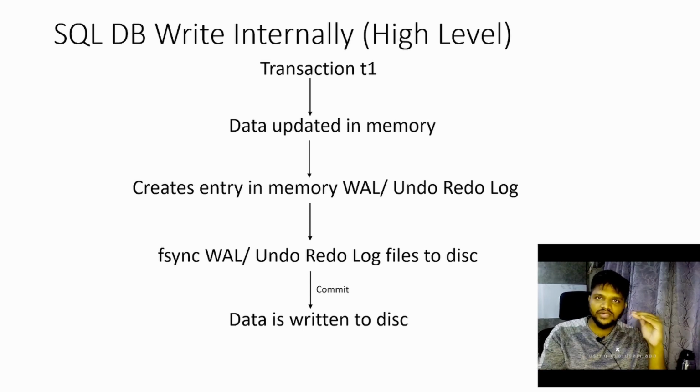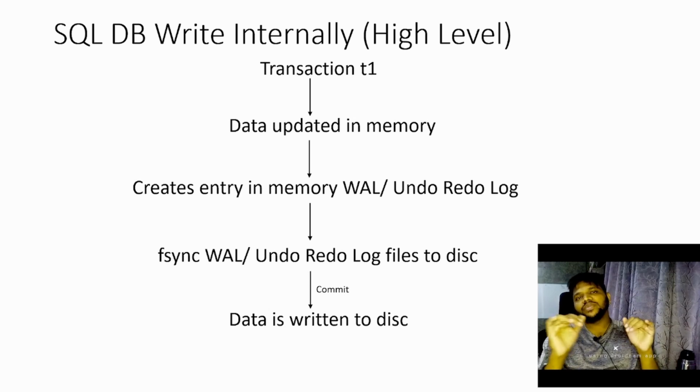Whenever you fire a transaction, first you require the data. So let's say you are updating a record. For updating, that record should first be present in memory, because no one can directly perform an operation at a disk level. It has to be in memory. So first that record is pulled into memory. Now the update instruction is executed.